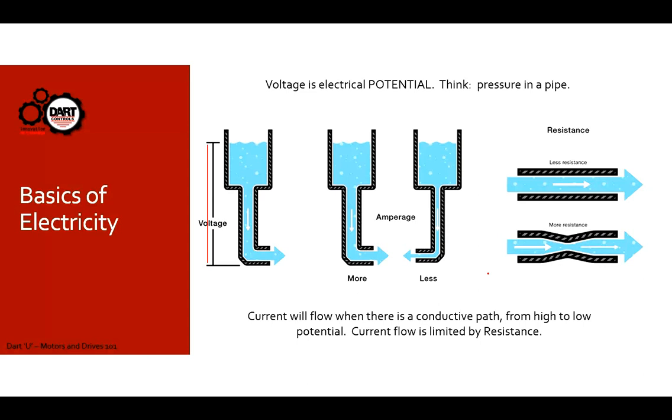So current, when we're talking about electricity, will flow whenever there's a path for it to flow. In the case of water, that would be like a pipe. In the case of electricity, it's a circuit or a wire, and it will always flow from high to low potential, and that current flow is limited by resistance.